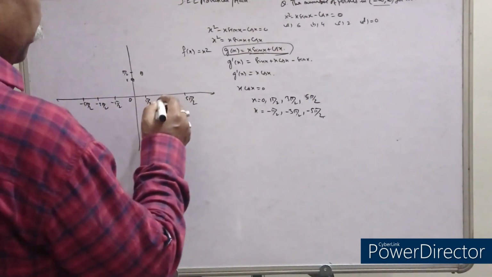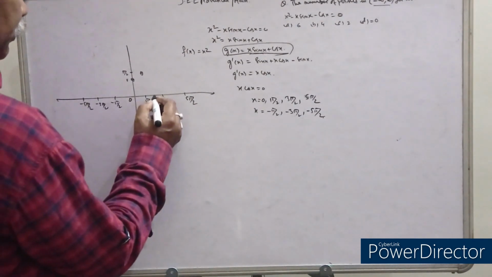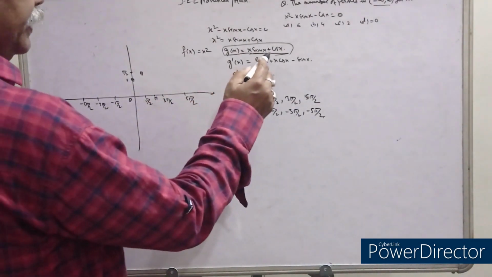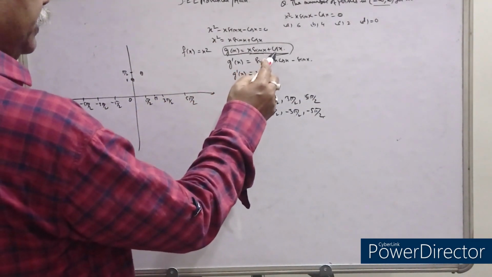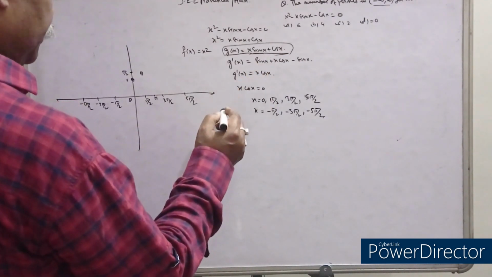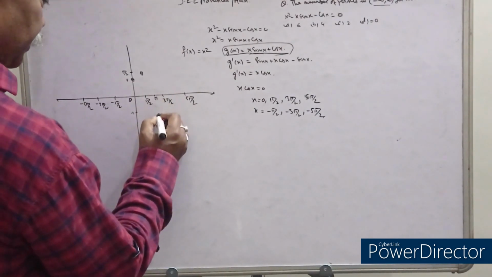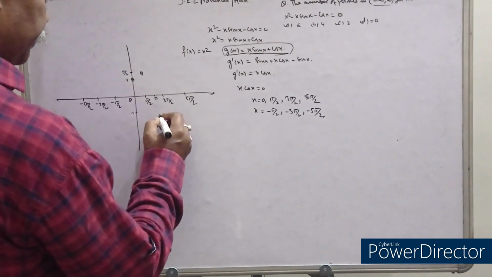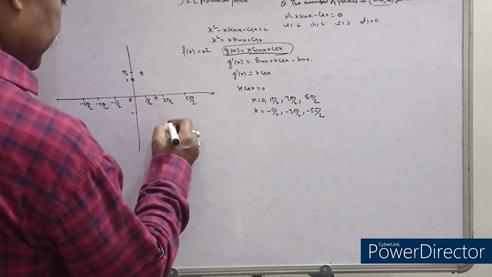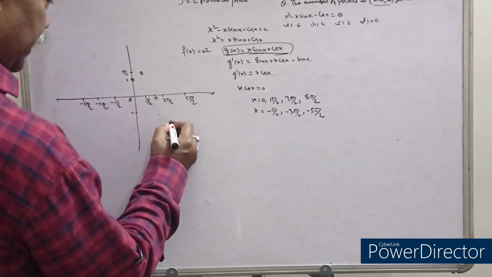Let me take one more point, say 3 pi by 2, which means 270 degrees. In between, here will be pi. If you take pi here, then this will be minus 1, so minus 1 somewhere like this. Again, at 3 pi by 2 it will be minus 3 pi by 2 somewhere like this.